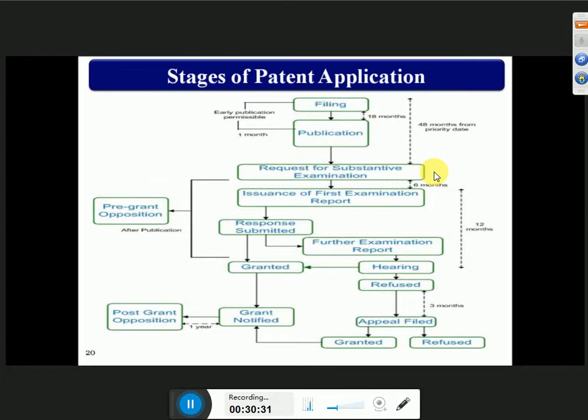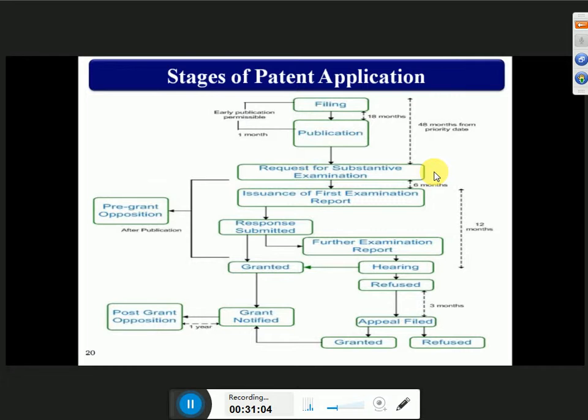After the patent is published, you can request for the examination, and therefore you need to file Form number 18, which was written in the previous slide. So you must request for the examination. After you request for the examination, within 6 months your first examination report comes, and in the first examination report, the examiner gives you the idea of whether you need to submit something or modify something.